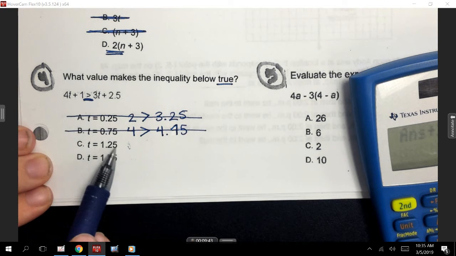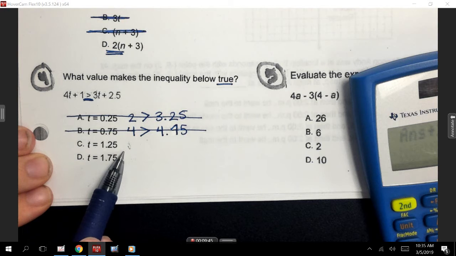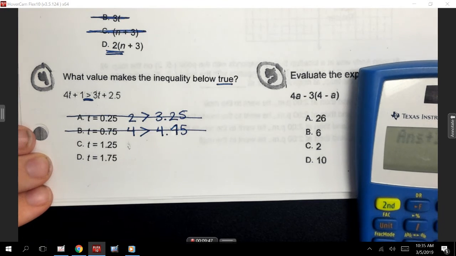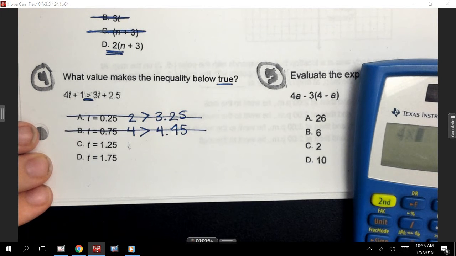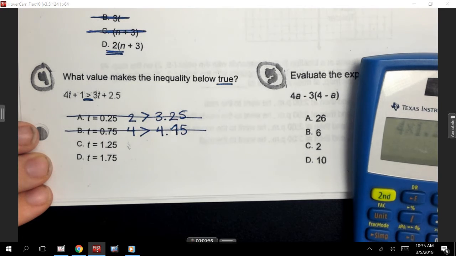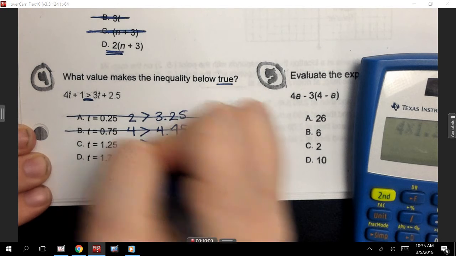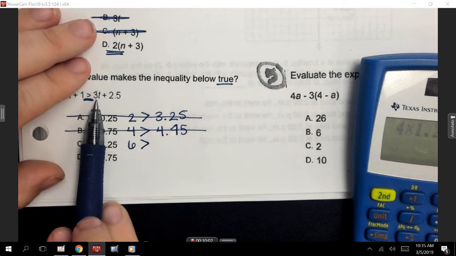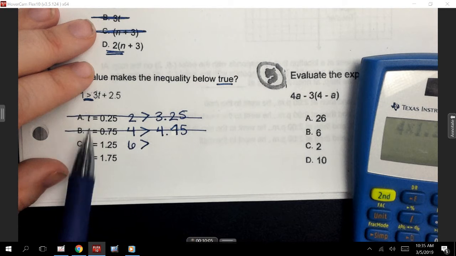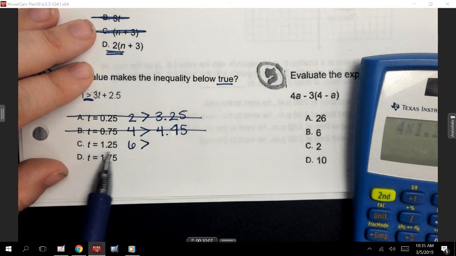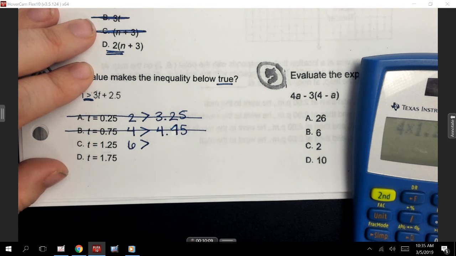4 times 1.25 this time, plus 1. Carlos, can you type that in for me and tell me what we get? Did you remember to add your 1 this time? Okay, I agree. So 6 greater than, and now we're going to do the same thing with 3t. Gabby, can you type that one in for me? So 3 times the 1.25, and then add 2.5 to it.